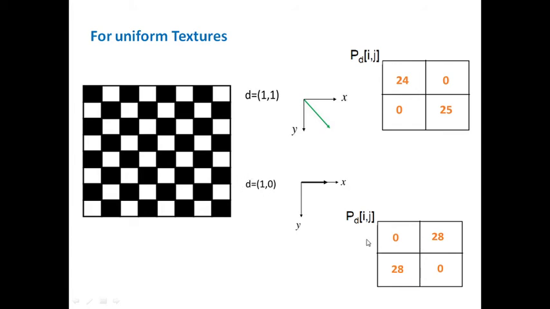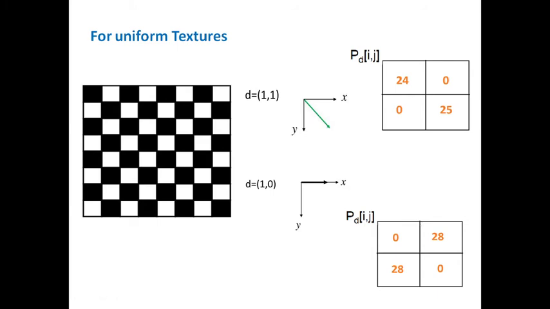And coming to 0 and 1, 0th row, first column. That means 0th is the first pixel, first is the second pixel. 0 comma 1, that is white and black. Black and white, black and white, black and white, black and white. So 28 occurrences are there. So finally I can obtain my GLCM matrix for the checkerboard in this manner.